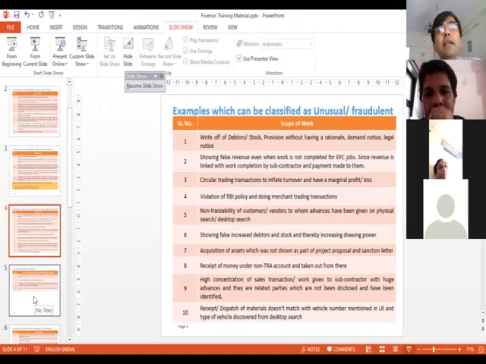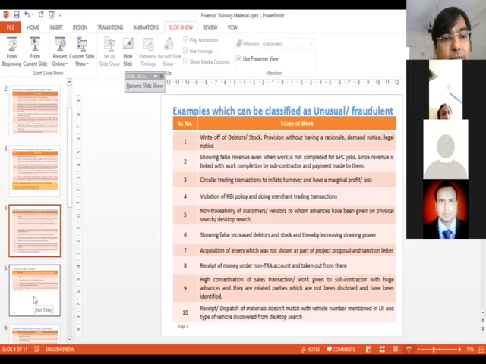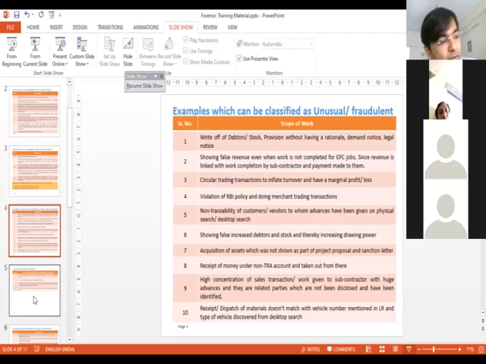Anyone else? Can I move to another topic? Yeah, Mitesh. Yeah, Ashna. With regard to housing finance, what are the tools that you use for investigating a collusion between a builder and the borrower or the customer?